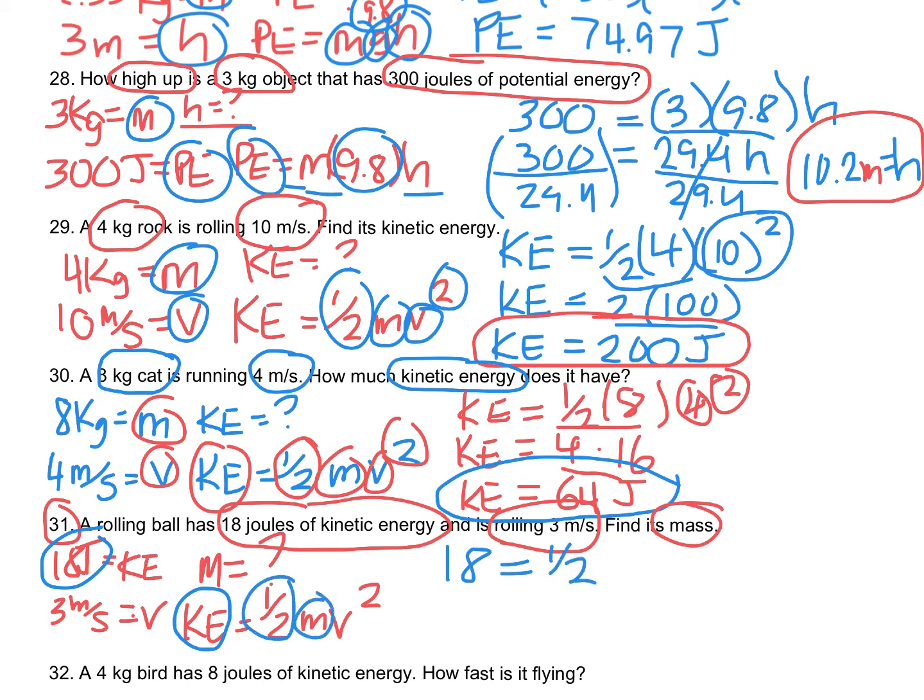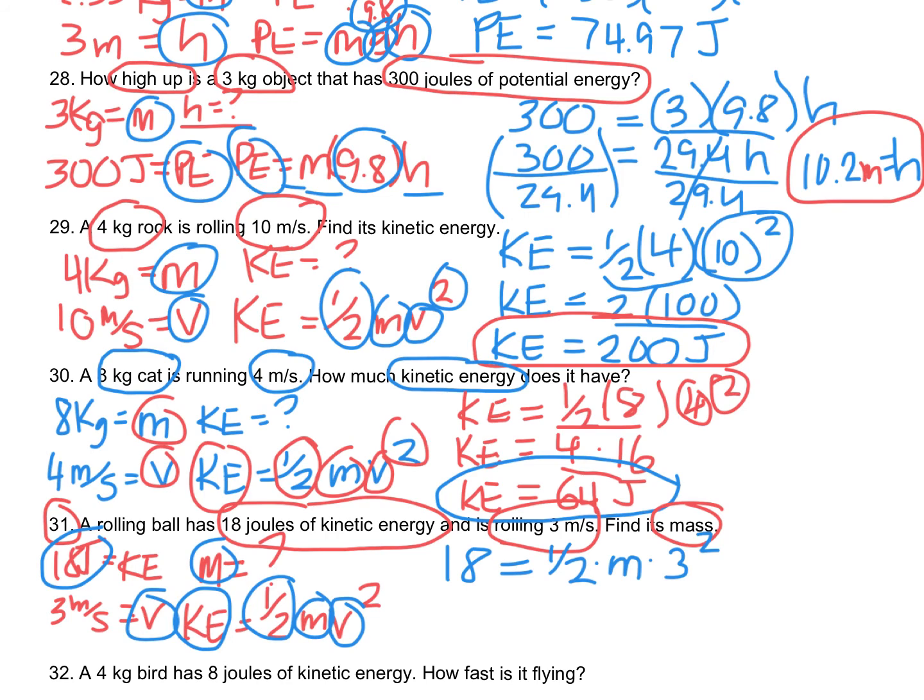For my mass, I don't have it. That's what I'm looking for. So I'm going to leave that as a variable, m. Next then, I've got velocity. Velocity is going to be 3, and don't forget it's 3 squared, so you've got to put it to the second power. Now that I have that, I can eventually solve for m.